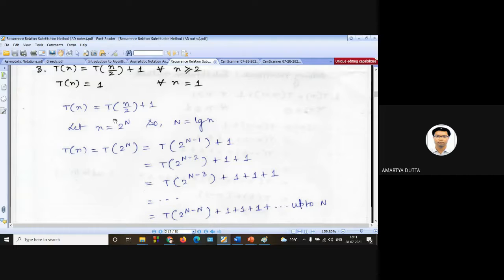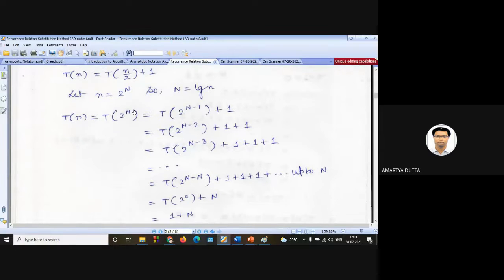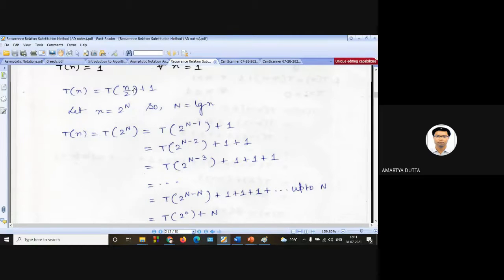So this is the recurrence relation for binary search, and here let n equal 2 to the power N, so capital N is equal to log n. Now we substitute the value. T(2^N) is equal to, substituting n as 2 to the power N, T(2^N/2), that's why T(2^(N-1)). This is the substitution method.